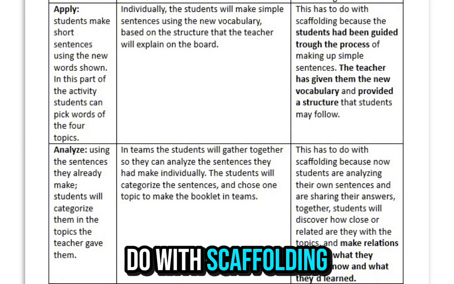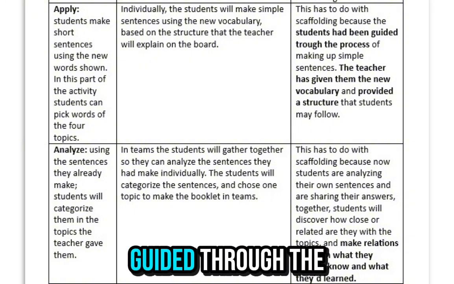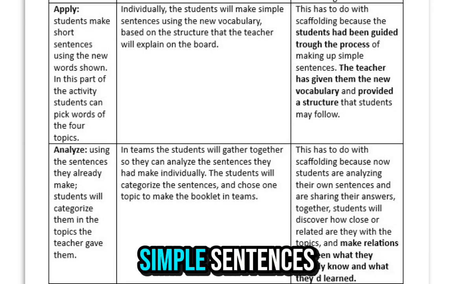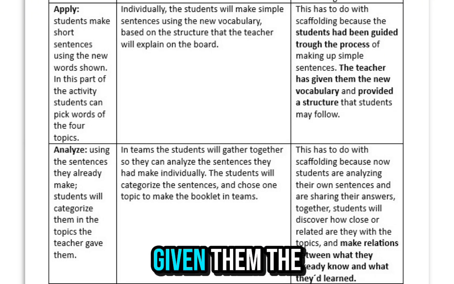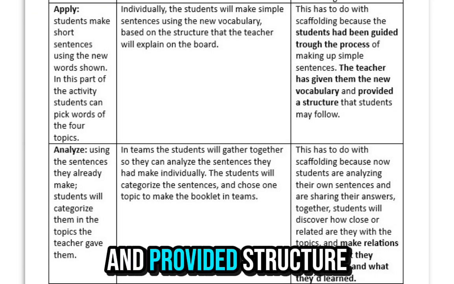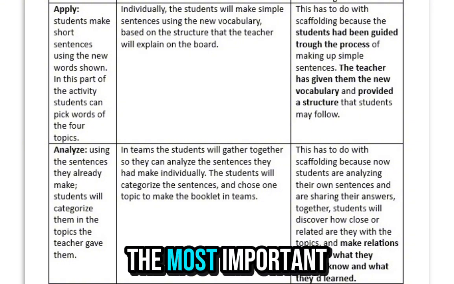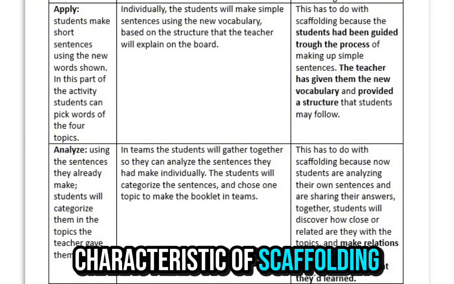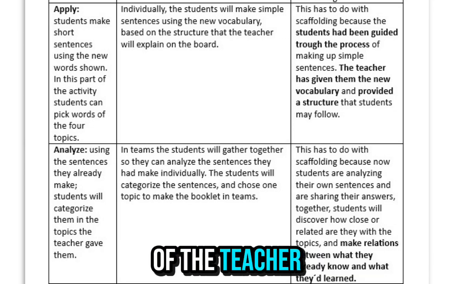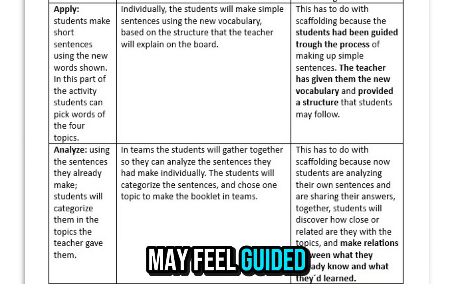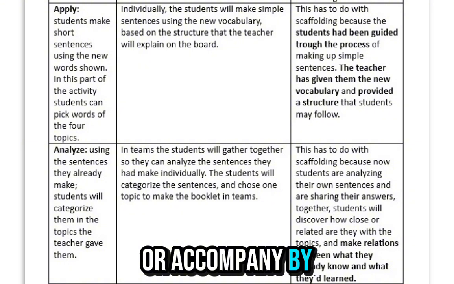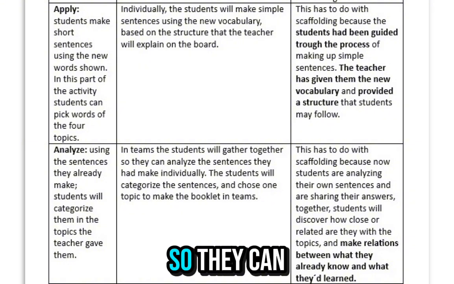This has to do with scaffolding because the students have been guided through the process of making up simple sentences. The teacher has given them the new vocabulary and provided a structure that the students may follow. So, one of the most important characteristics of scaffolding is the aid of the teacher, so the students may feel guided or accompanied by him or her so they can acquire the new knowledge.